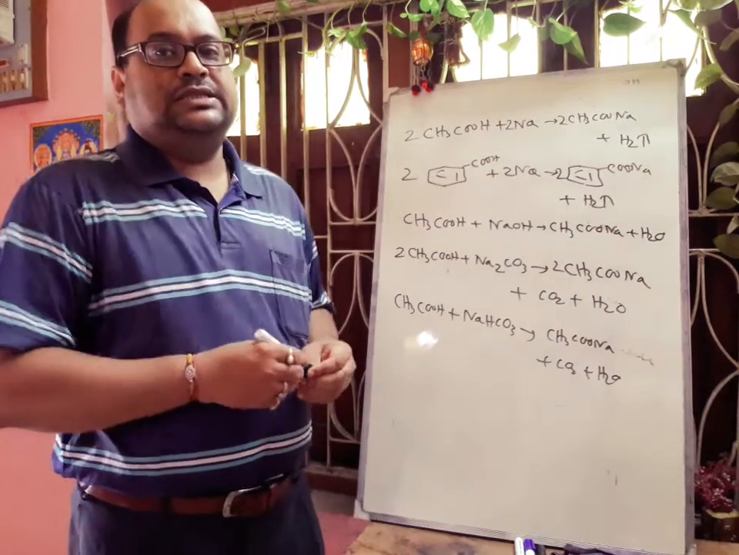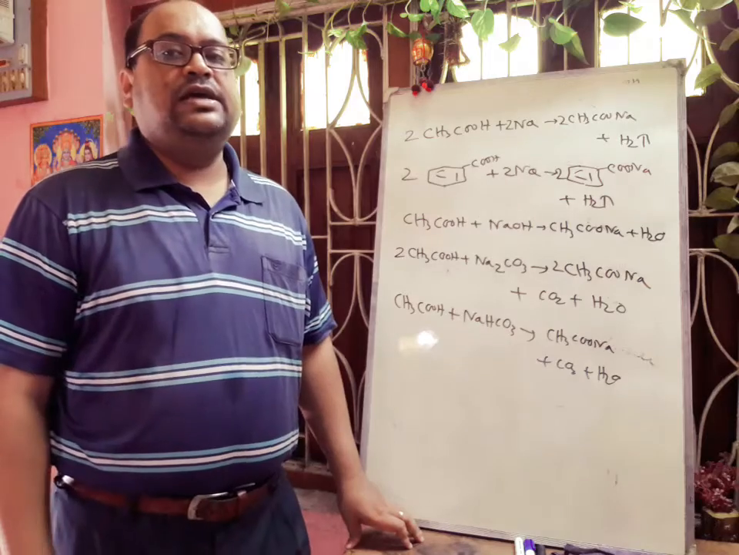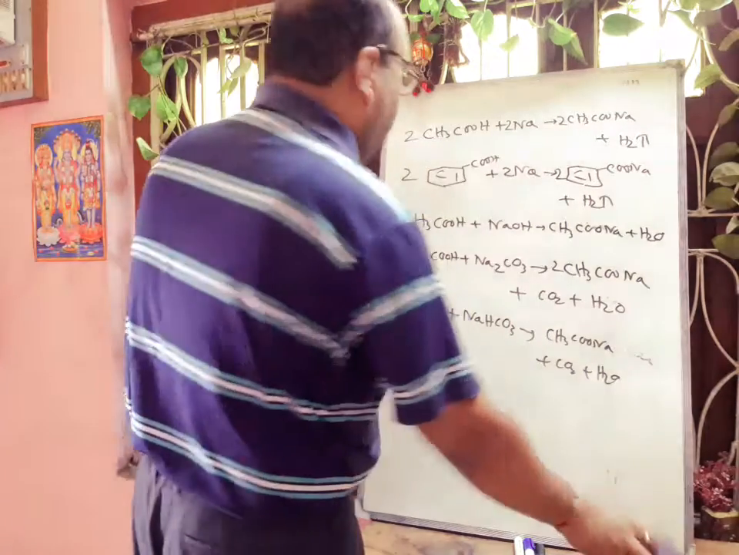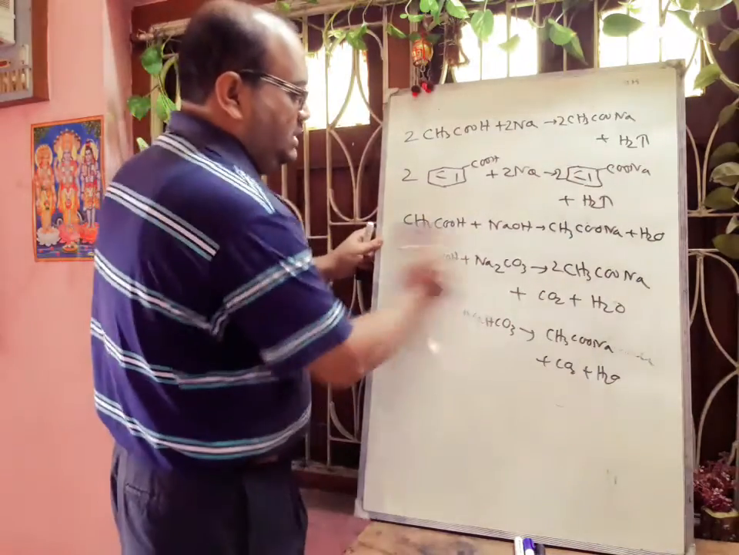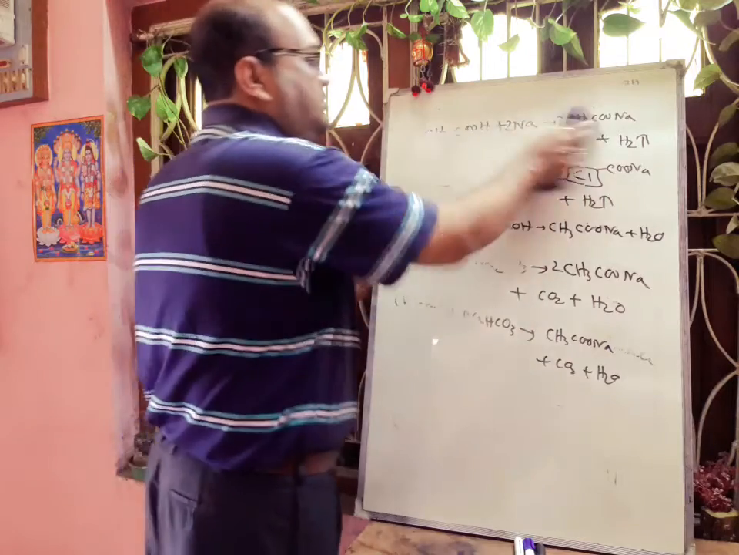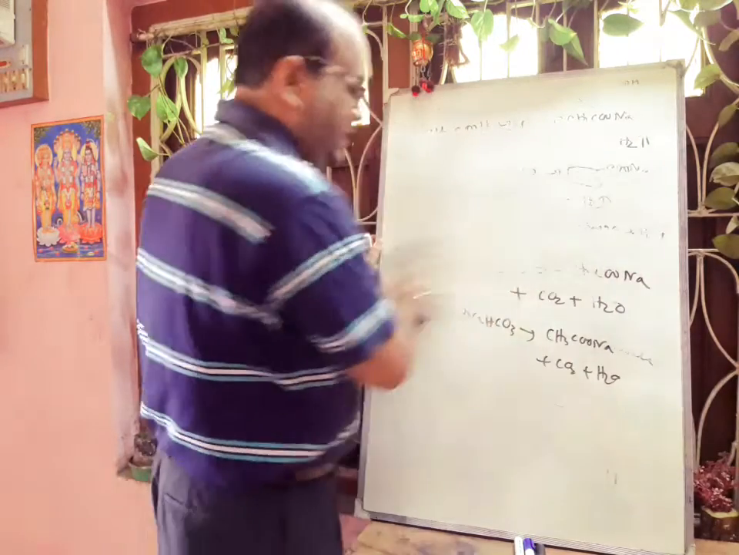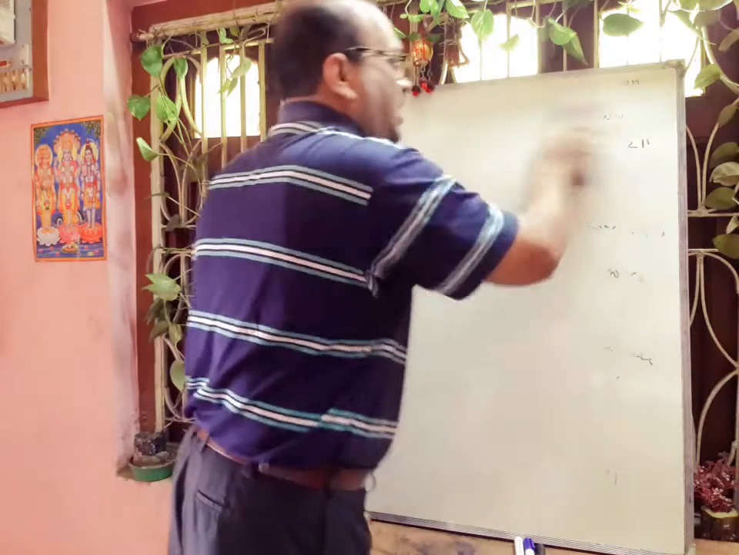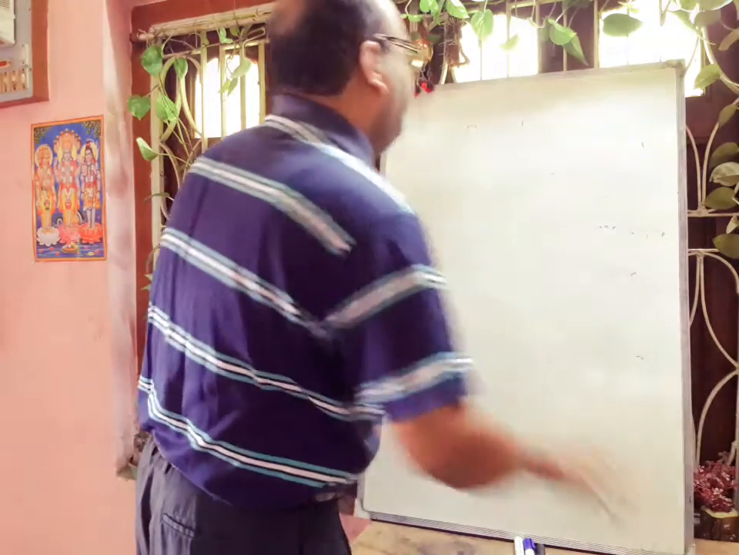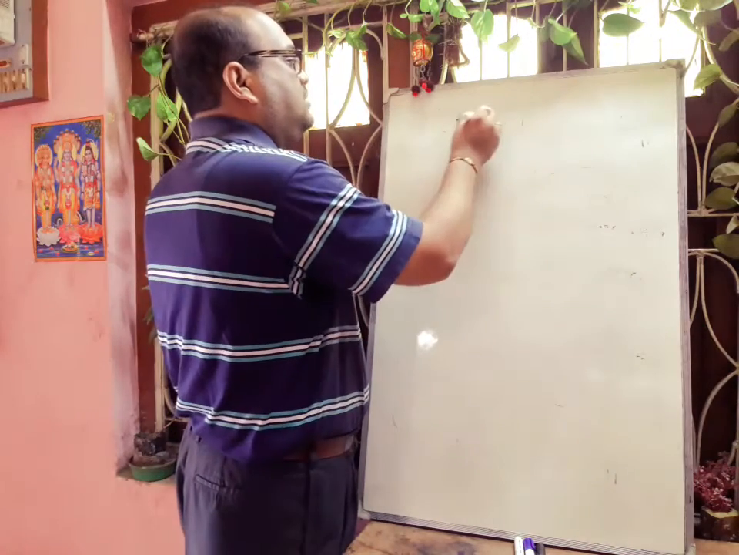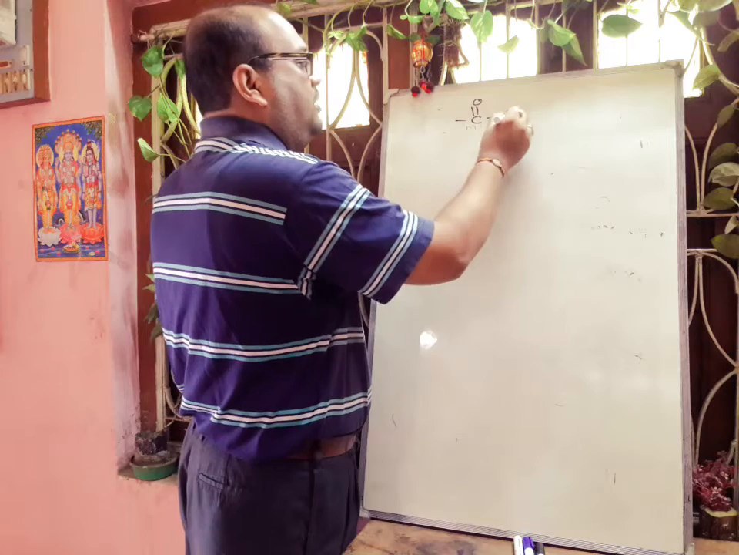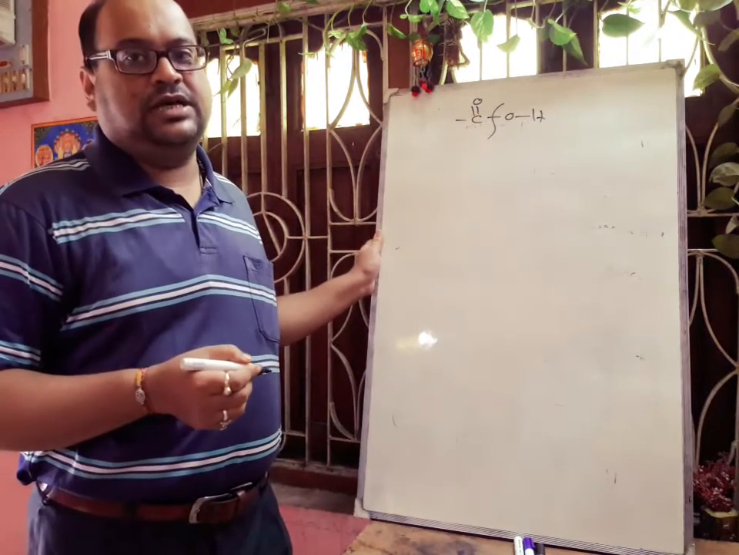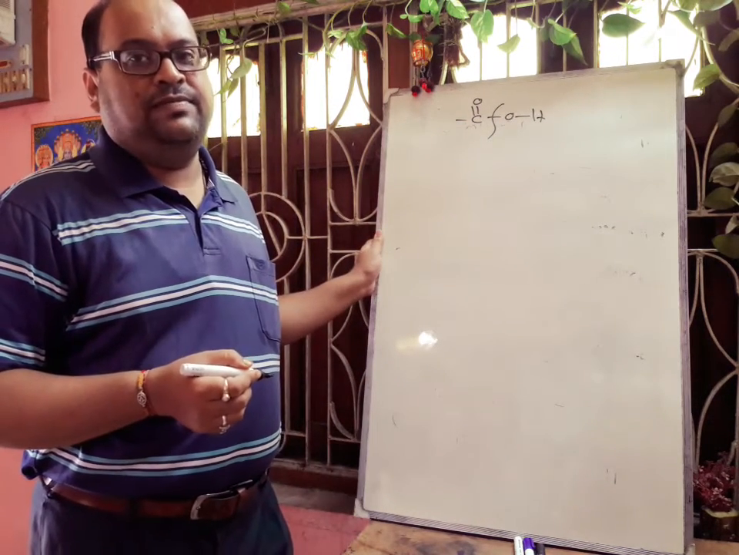Next we will discuss the reaction involving cleavage of the bond between carbon and OH group. Now we just discussed this type of reaction, that is reaction with metal, reaction with base, they are breaking the OH bond. And now we will discuss the cleavage of this carbon and O bond. This type of reaction we will discuss, that is the formation of acid derivative.